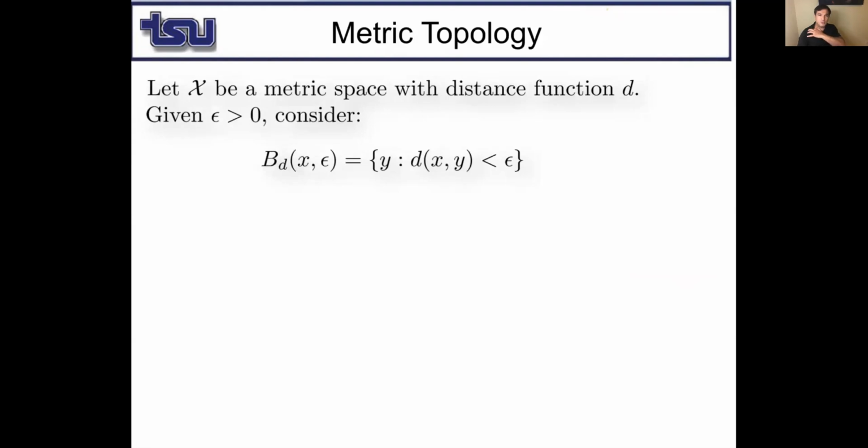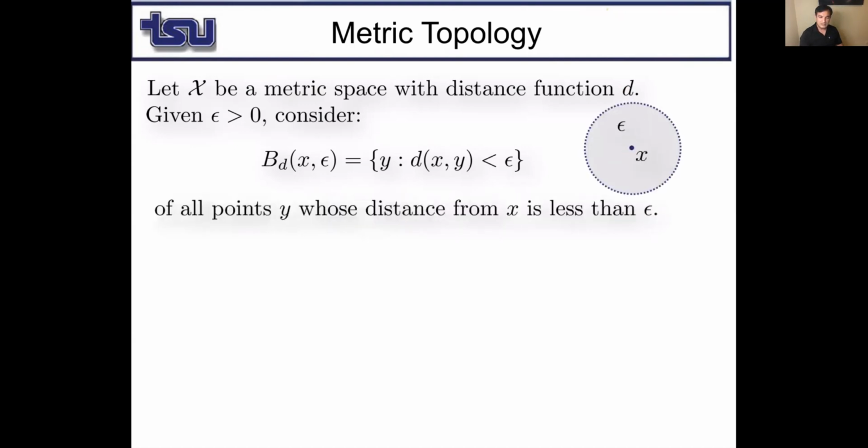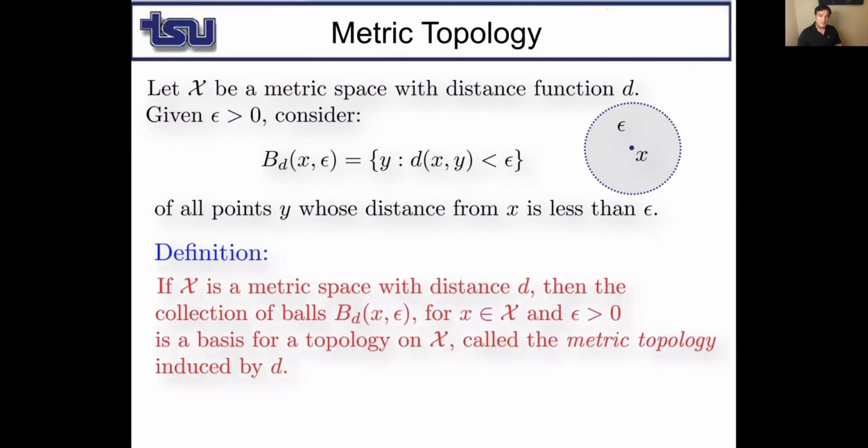Okay, so I'm going to talk about metric topology. Think about X as a metric space and assume that we have a distance function D, okay? Think about the balls that we define like this. This is X, this is epsilon, and the ball consists of all points Y in this ball, excluding the boundaries. So all points Y whose distance from X is less than epsilon are considered that ball, okay? Now, if X is a metric space with distance D, then the collection of all the balls B sub D for all X and for all epsilon bigger than 0 becomes a basis for a topology on X. In other words, using those balls, we can define subsets on X. And that's called the metric topology induced by D.